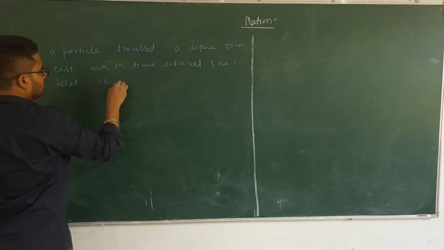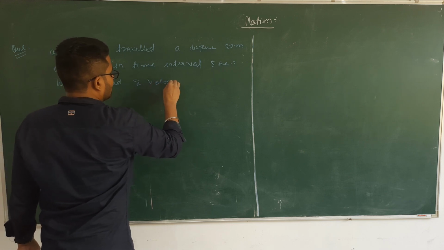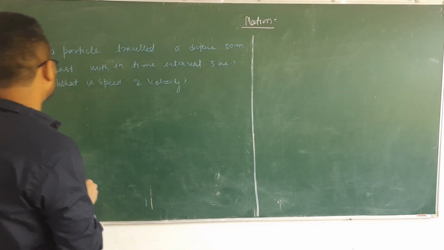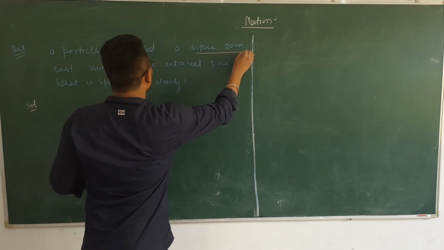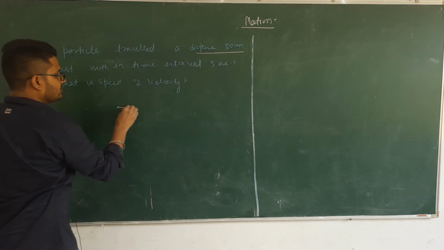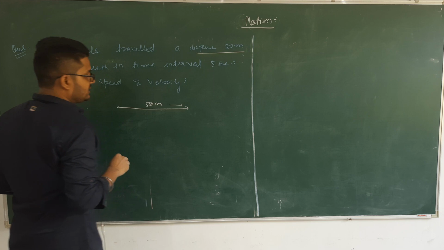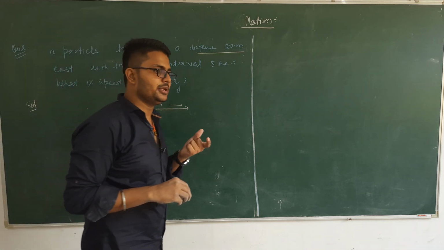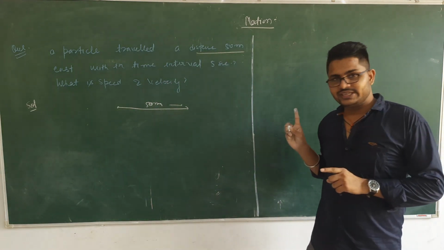So in this question we have just the information of 50 meter east, in this direction. Distance we have only 50 meter, but displacement is 50 meter in the direction of the eastern side.